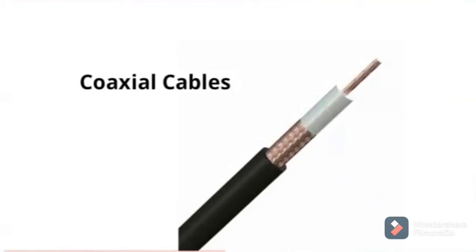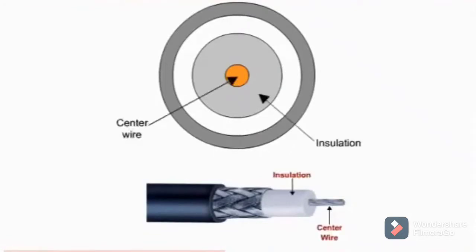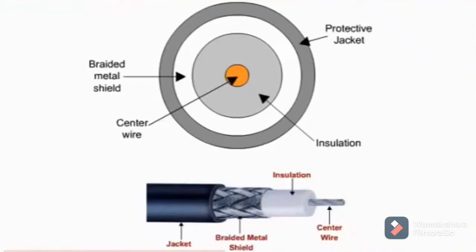Coaxial cables have a wire center surrounded by an insulating material. The insulation is surrounded by a braided metal shield, which in turn is surrounded by a protective jacket. Because the center wire or conductor and the middle shield share the same axis, they're called coaxial. They all share a common axis. This type of cable is more commonly referred to by a shorter name, coax.